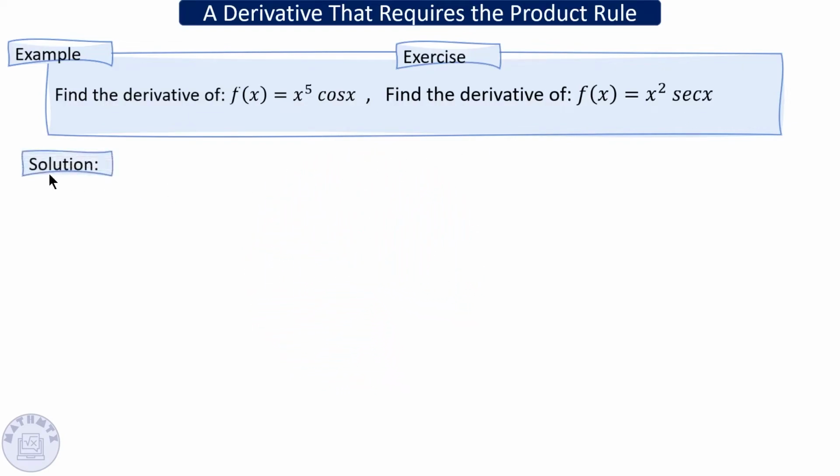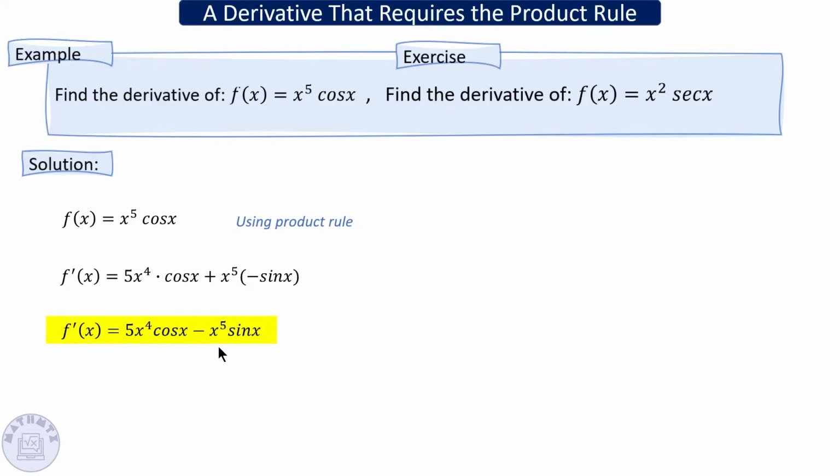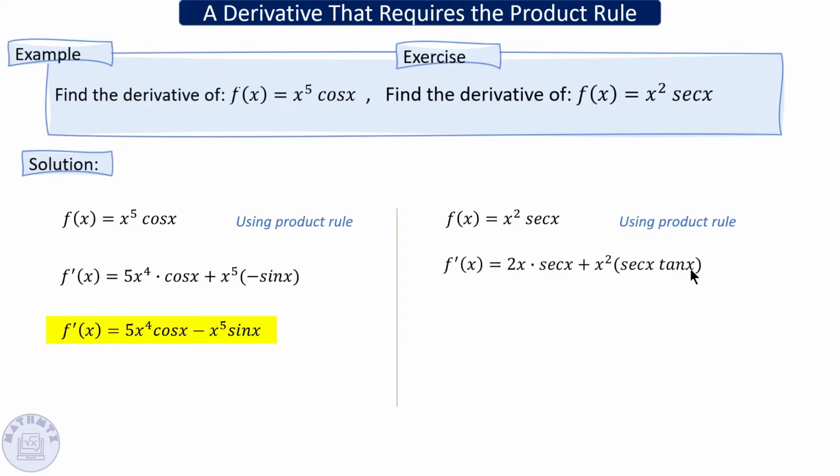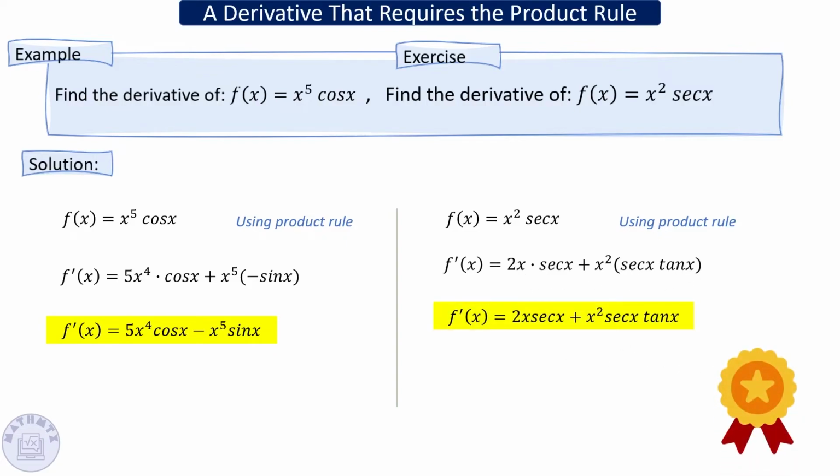All right, so in the first one, we have a product rule. So the derivative of the first times the second plus the first times the derivative of the second. So cosine will be negative sine of x. Now let's just simplify it. So this will be the final answer. For the second one, similarly, we will apply the product rule, and then this will be the final answer.